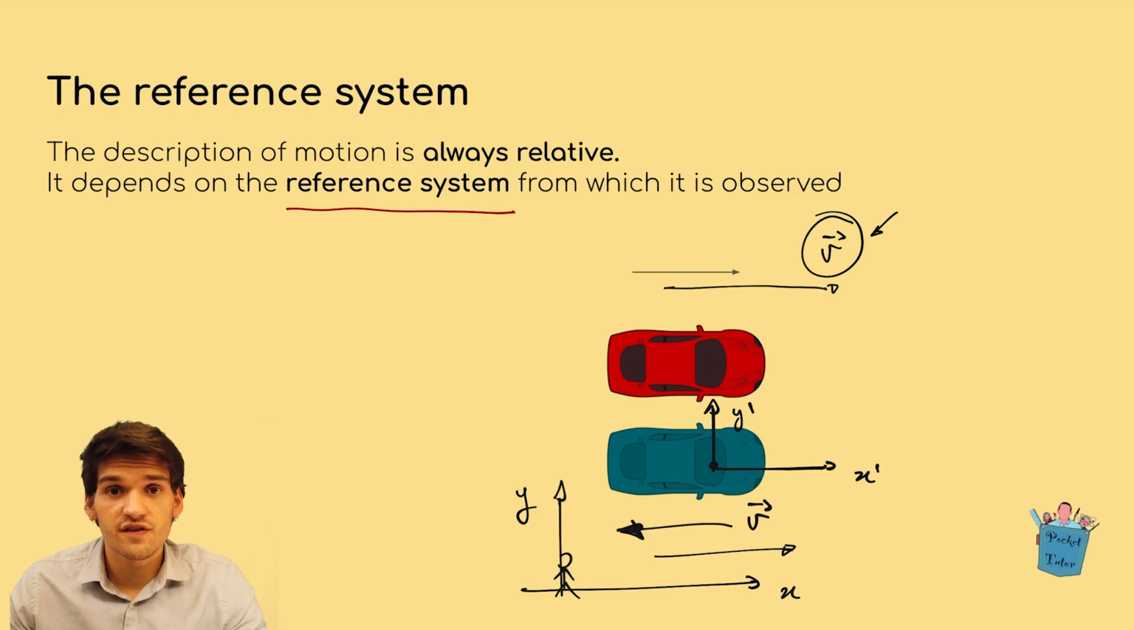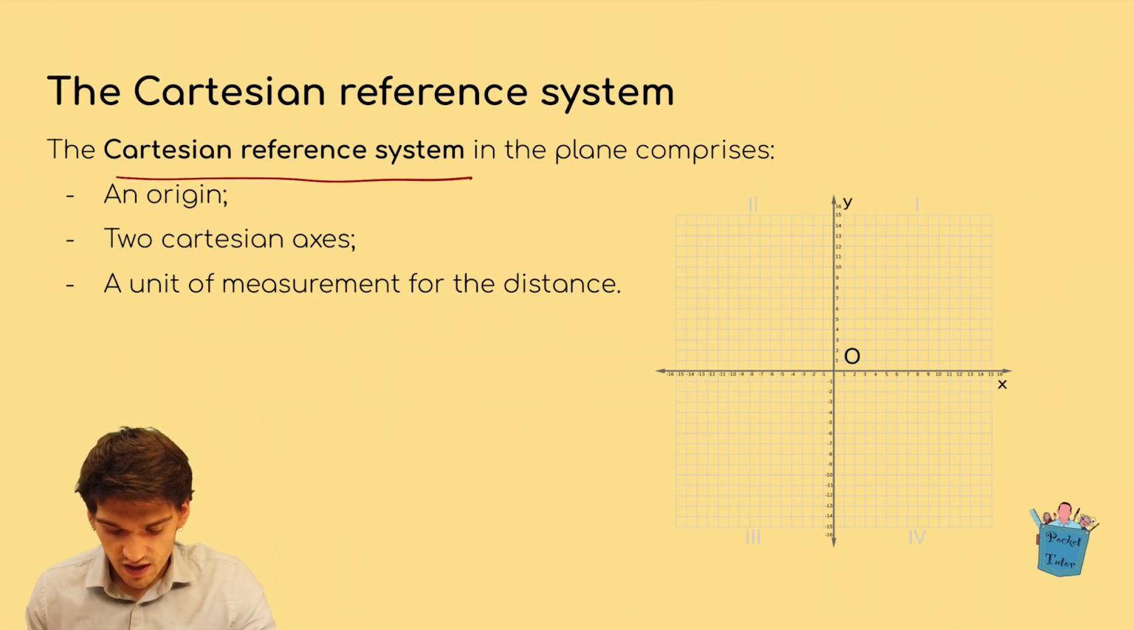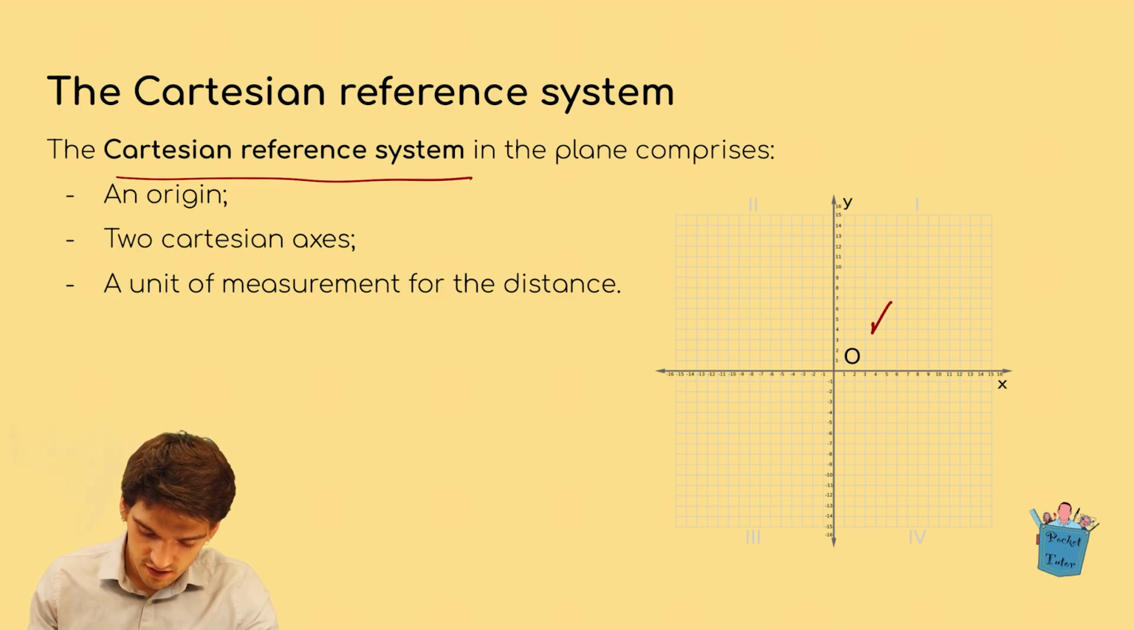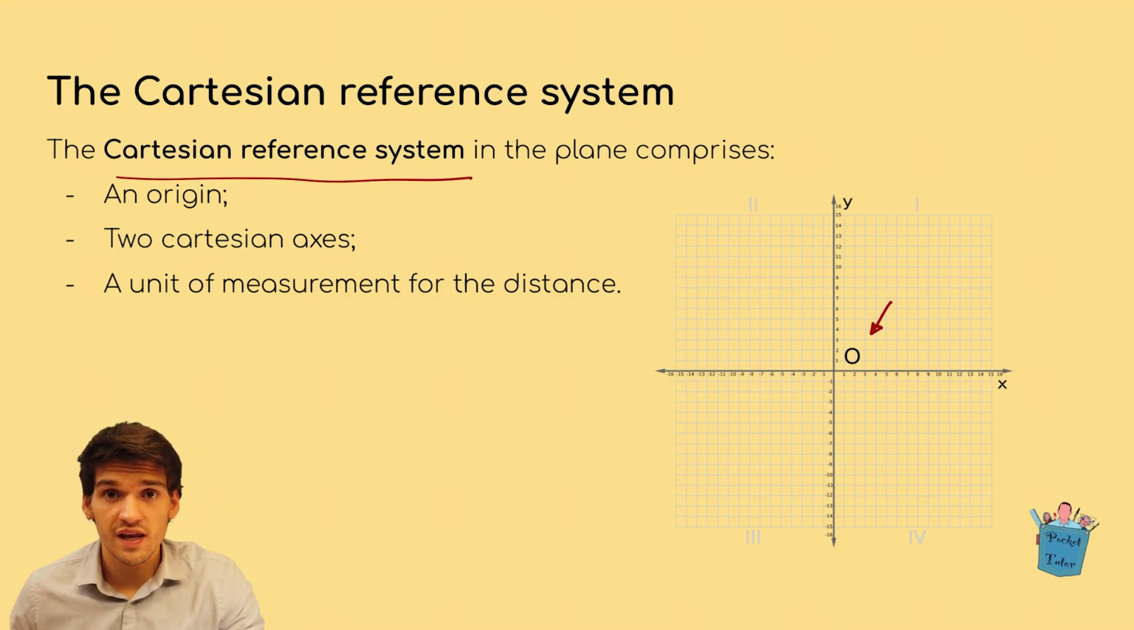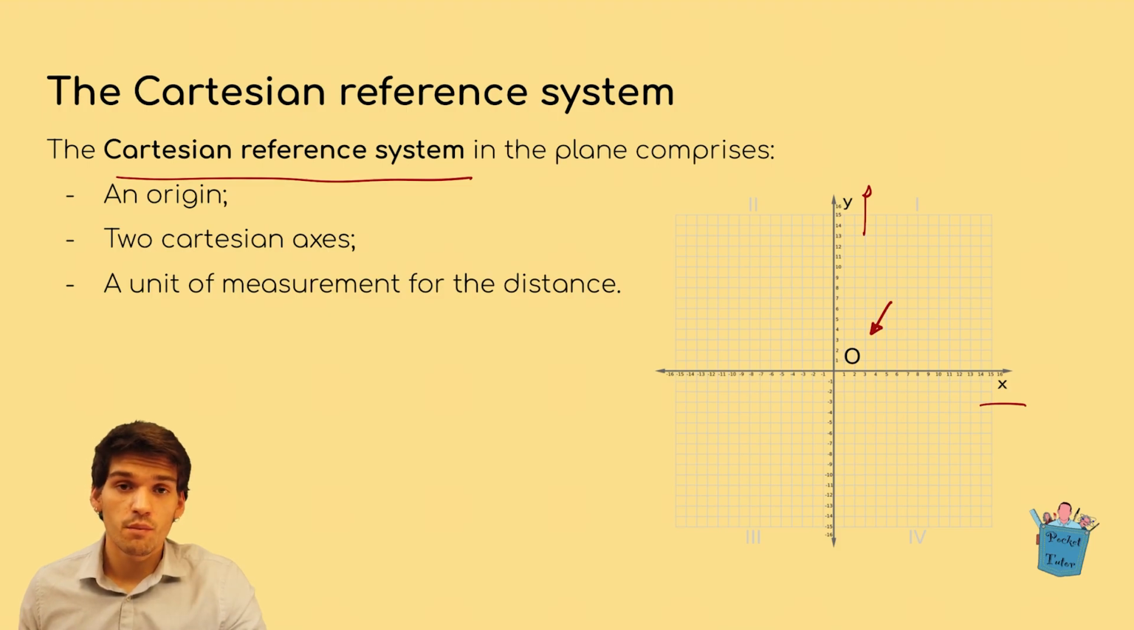And there are different reference systems that we can adopt, but the most commonly employed is the Cartesian reference system. The Cartesian reference system comprises an origin, that is almost always called with the letter O, two Cartesian axes, in this case x and y, and this is when we're talking about motions or position in a plane. When we're talking about the space, so we need 3 dimensions, we will need 3 different axes that are x, y, and z. Finally, we need a unit of measurement for the distance.